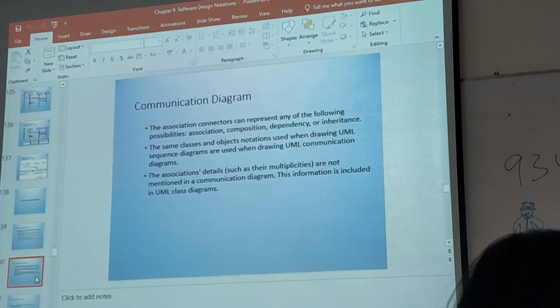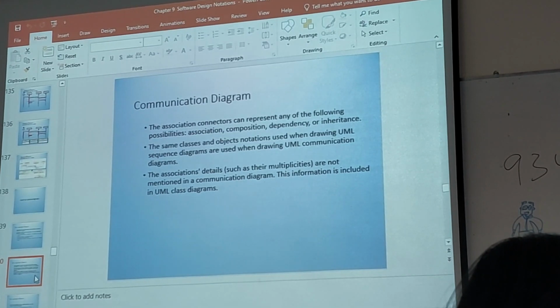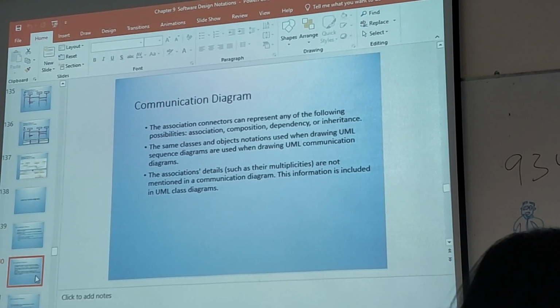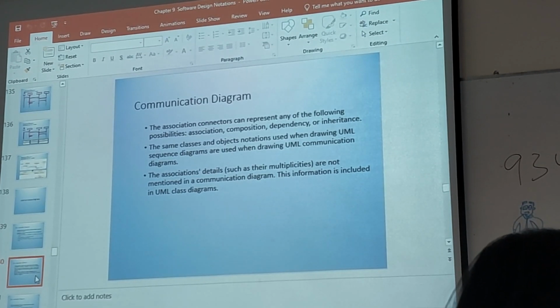The same class and object notation used when drawing a UML sequence diagram is used when drawing a UML communication diagram. Okay? The association details are not mentioned in a communication diagram. The communication diagram does not mention the multiplicity.